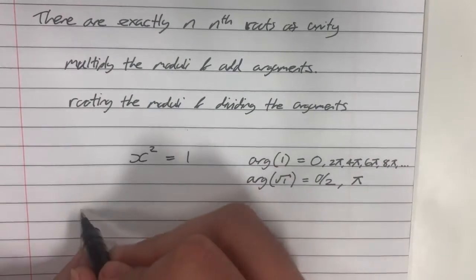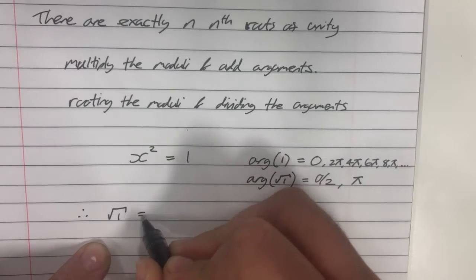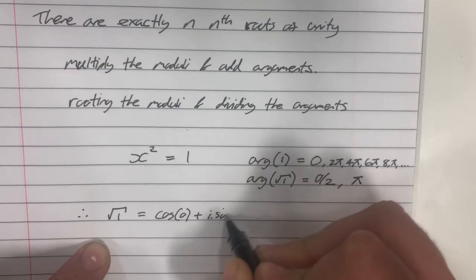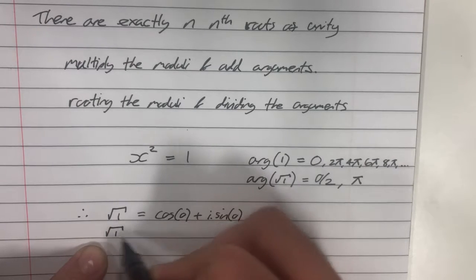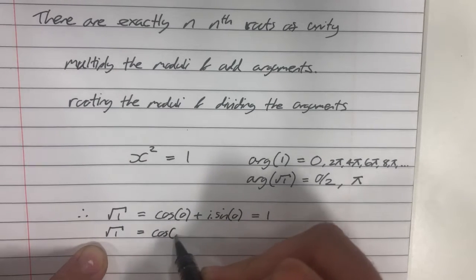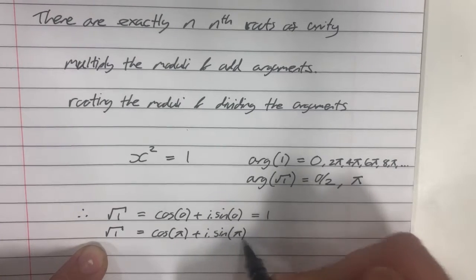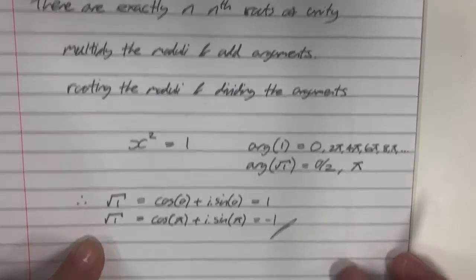This explains then that 1 square root of 1 is equal to cos of 0 plus i times sine of 0, which is 1. And the other square root of 1 is equal to cos of pi plus i times sine of pi, which is minus 1. You end up with the 2 square roots.